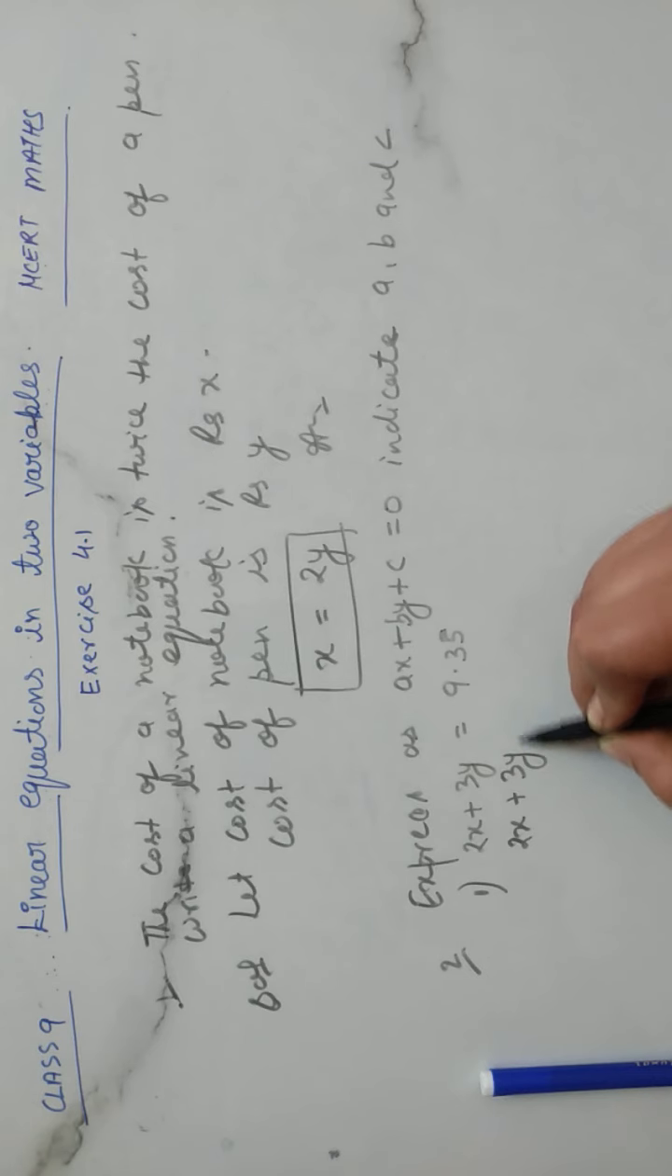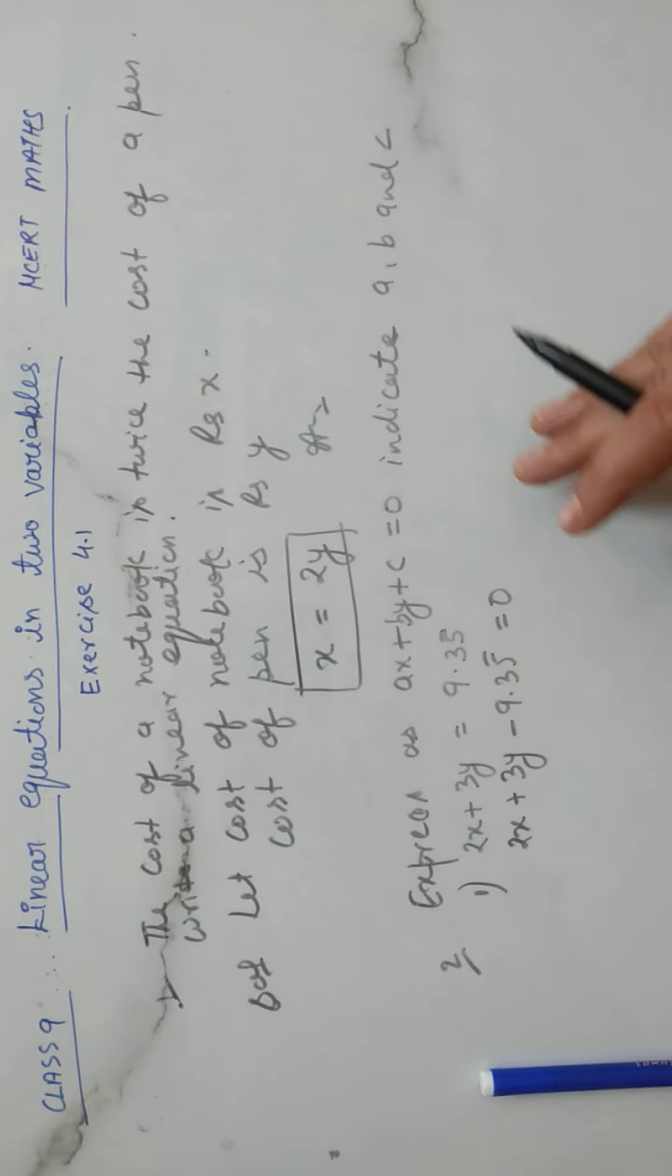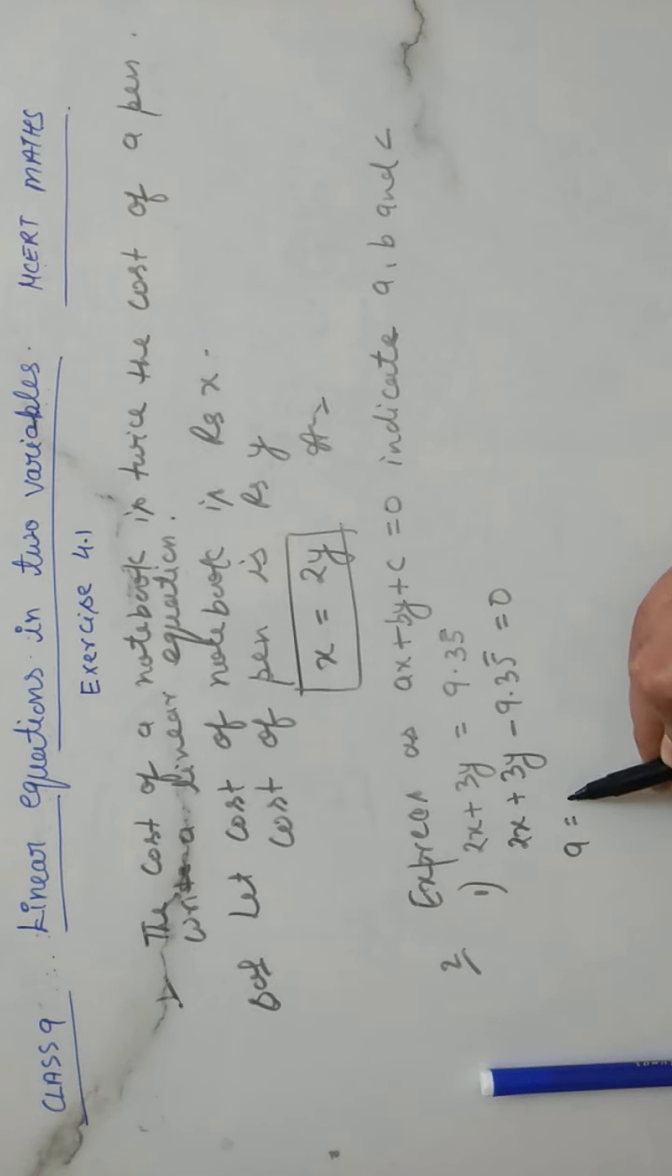2x plus 3y minus 9.35 bar equals 0. This is in the form ax plus by plus c equals 0. Now we have to find the values of a, b, c. Just compare it with the given statement. So from here you are getting a is 2, b is 3 and c is minus 9.35 bar. You have to consider the sign also.